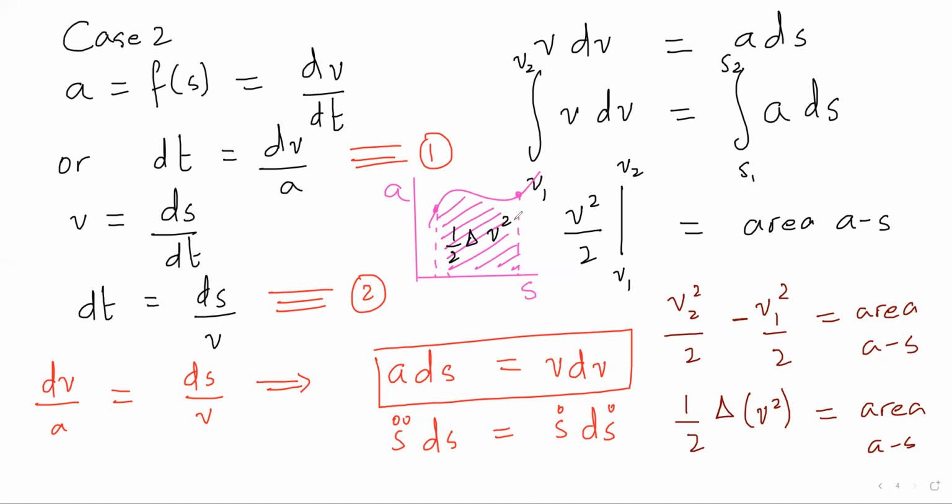By the way, just one quick remark. 1 over 2 delta V square, 1 over 2 V square. Does it ring any bells? 1 over 2 V square. Kinetic, right? So 1 over 2 V square is kinetic energy per unit mass. But that's fine.